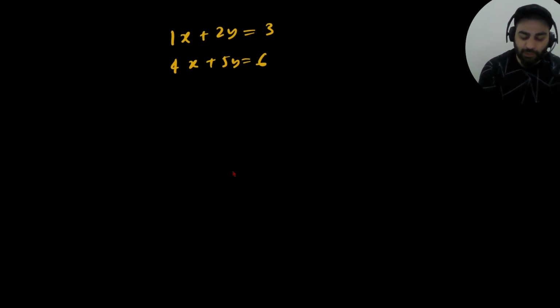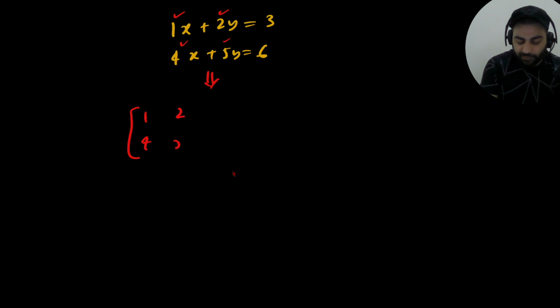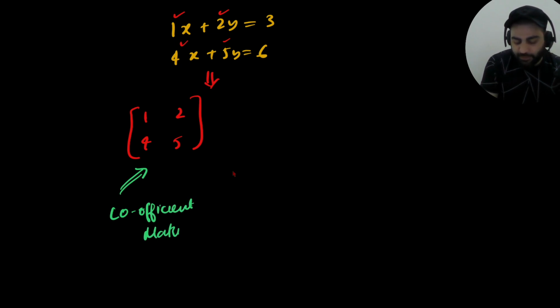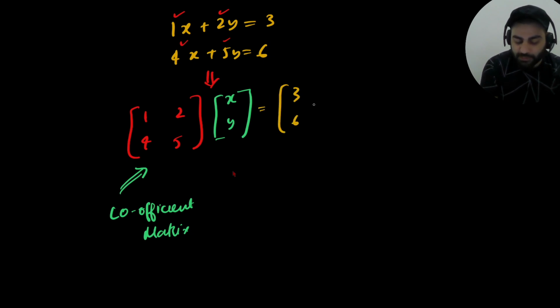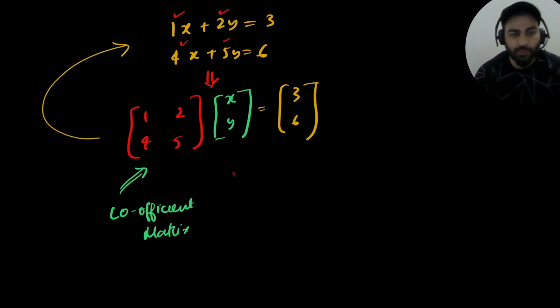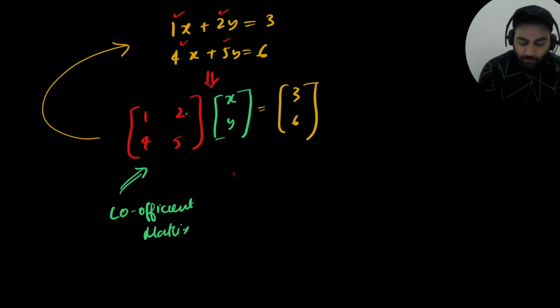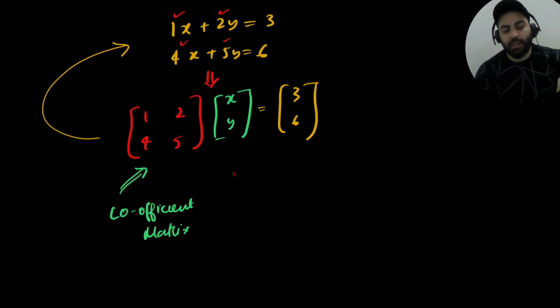Now algebraically, how will we show it? We'll take these coefficients and club them together. We'll make 1, 4, 2, 5. This is called the coefficient matrix, because these were the coefficients of these unknowns, and then we'll put x and y over here. And we'll put equality 3 comma 6. Now you know how matrix multiplication works. You can work it in reverse, and you can see that if we multiply 1, 2, you will get these two equations back. This is the equivalent representation of these equations in our linear algebra form.